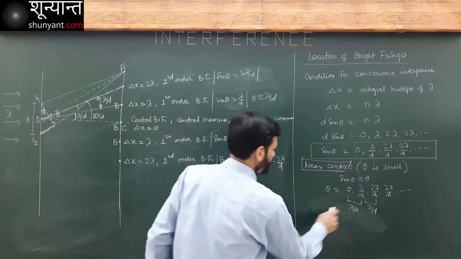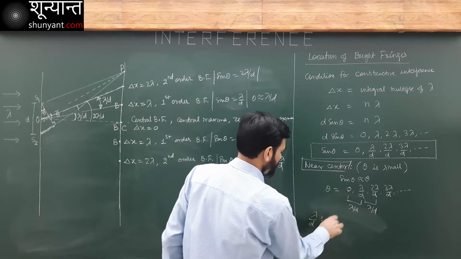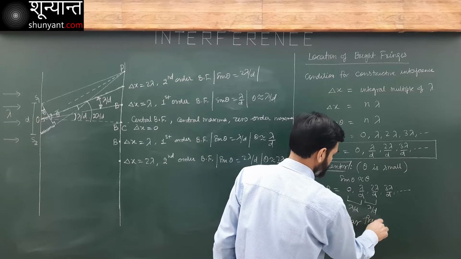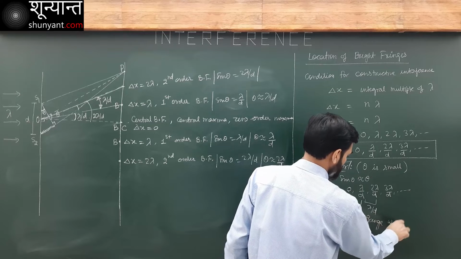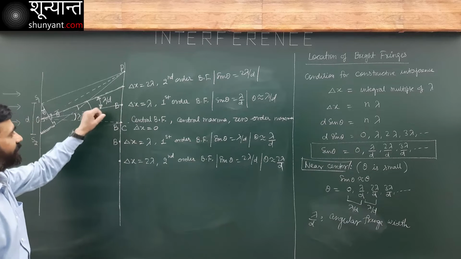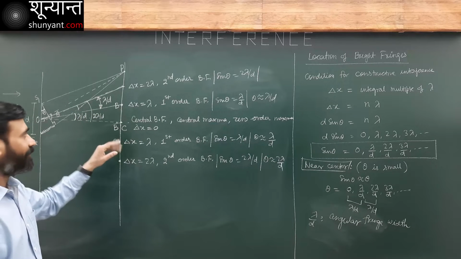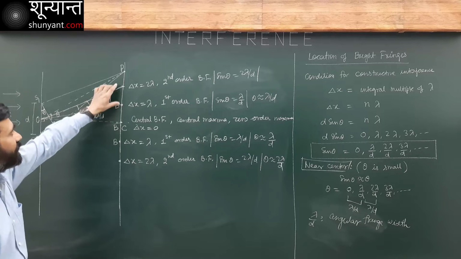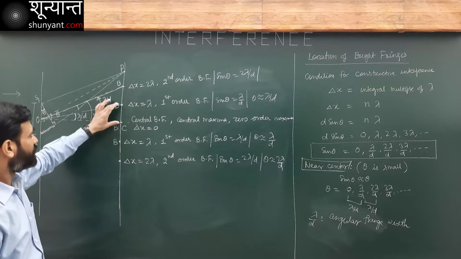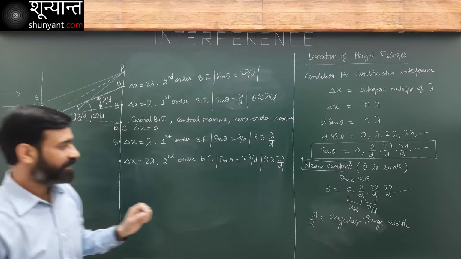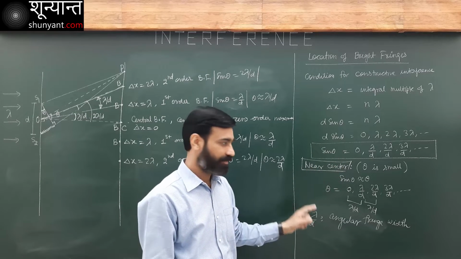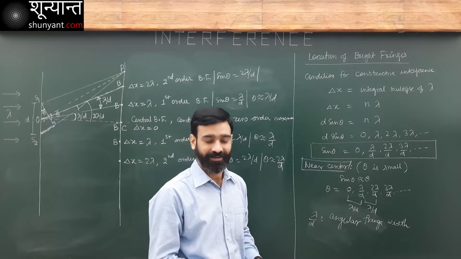This lambda over d is known as the angular fringe width. Did you get it? This angular separation between two successive bright fringes is known as the angular fringe width, near the center. Something you have to remember. A standard result.